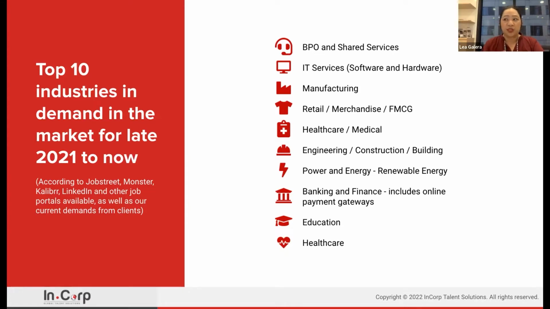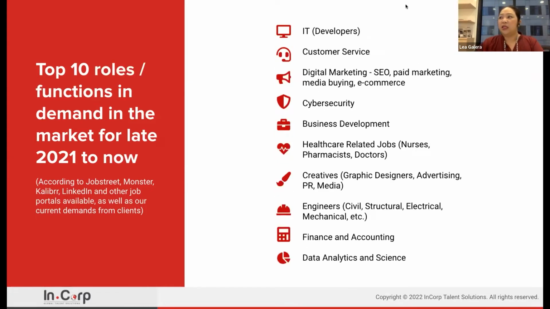Power and energy, especially in the renewable energy sector. For banking and finance, which also includes online payment gateways, so your GCash or Paymayas, and even your common banks that are also shifting their services online. Surprisingly for education, because a lot of them are doing online work as well, and also for healthcare. And basically, these are the top 10 roles or functions that are currently in demand.